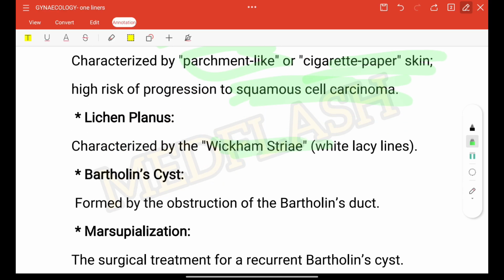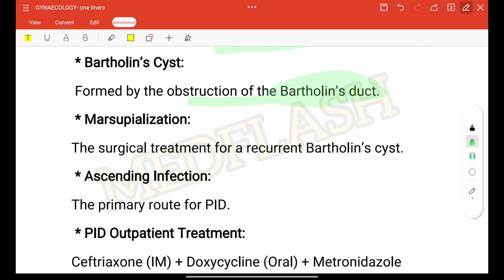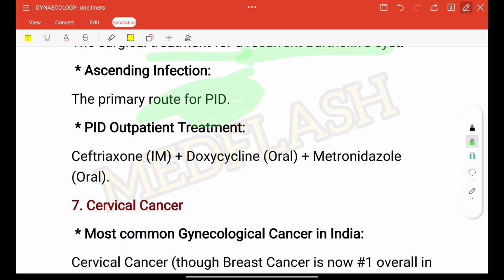Bartholin cyst is formed by obstruction of the Bartholin's duct. Marsupialization is the surgical treatment for a recurrent Bartholin cyst. Ascending infection is the primary route for PID. PID outpatient treatment is ceftriaxone IM, doxycycline oral, and metronidazole oral.